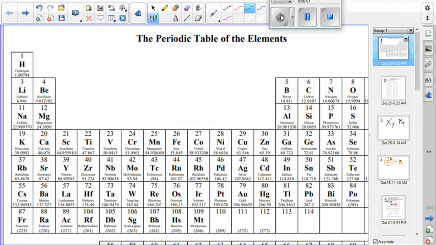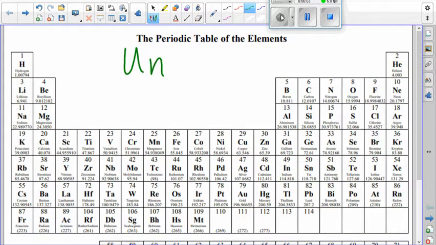So this is the official start of Unit 4. We're getting a periodic table. You don't need to write Unit 4 on your periodic table. You'll probably want to leave some space. This is going to be your new love-hate relationship.